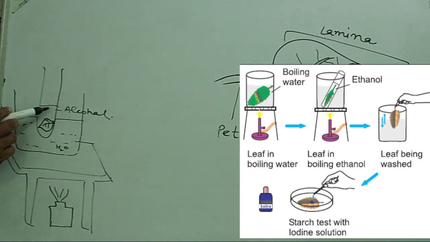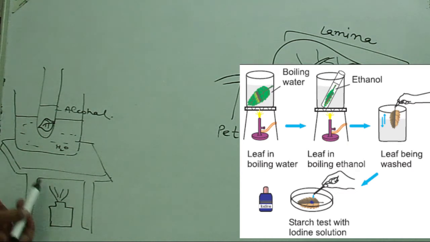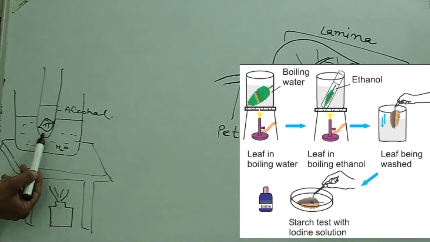Why we cannot directly heat the alcohol on the spirit lamp? Because alcohol catches fire very easily at a very low temperature of this fire. So we have to put this alcohol in a beaker that contains water, and when the water starts heating, the heat of the water helps to increase the temperature of the alcohol.